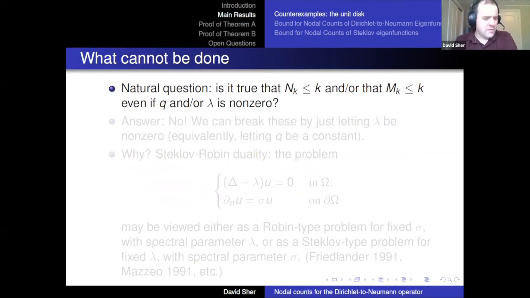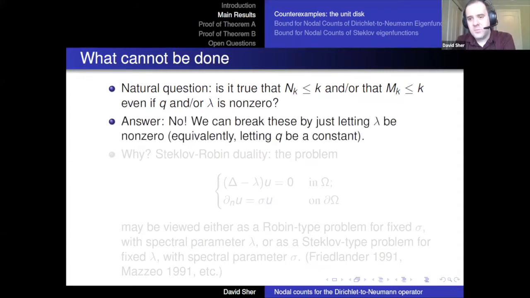So the question one would ask is, does Courant hold? Is nk less than or equal to k? Is mk less than or equal to k, even if we have non-zero potential and or parameter? And the answer, which is kind of fun, is no. Courant will not work. In fact, we can break them. We can show that Courant doesn't work just by letting Q be 0, or equivalently just letting Q be a constant. You don't even need a fancy potential to do this.